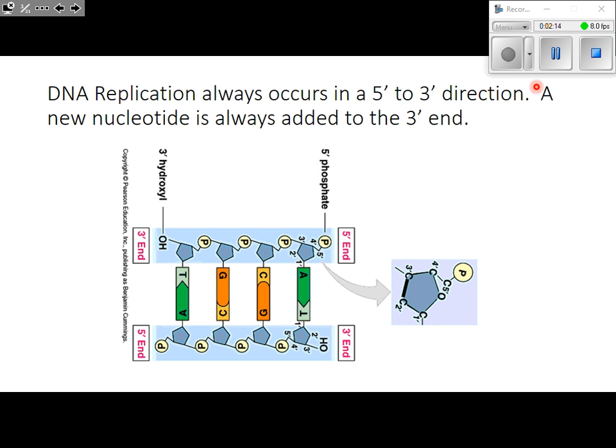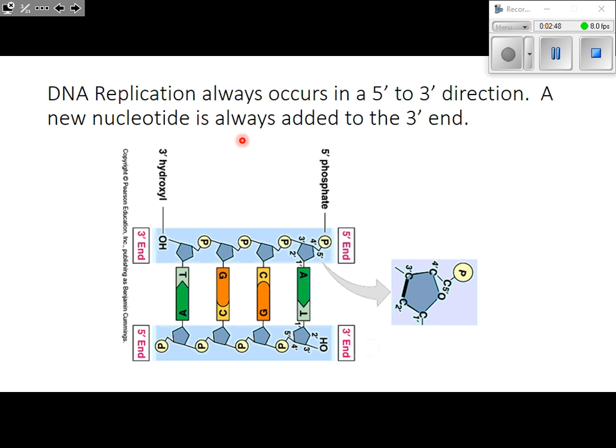Okay, so the whole time that we're talking about replication today, it's important that you remember what we discussed last time about how each strand of DNA has a 5' end and then at the other end a 3' end. And the two strands of DNA always run anti-parallel. So if this strand runs 5 to 3, the other side of the DNA would go the opposite way. It would go from 3' to 5'.